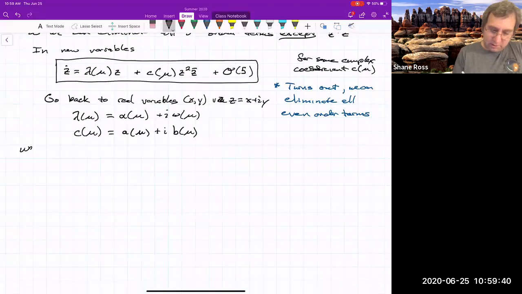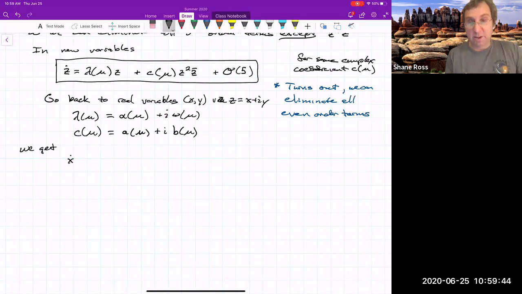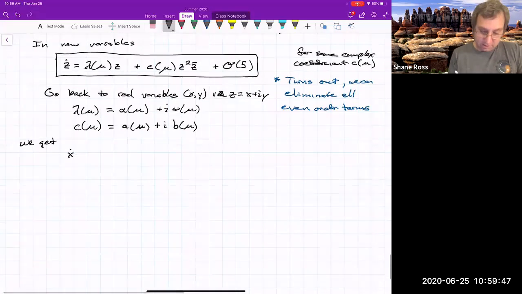Okay, what do we get? In terms of real variables, it doesn't look so pretty, though it looks really pretty in terms of complex variables. Just to tell you that up front.